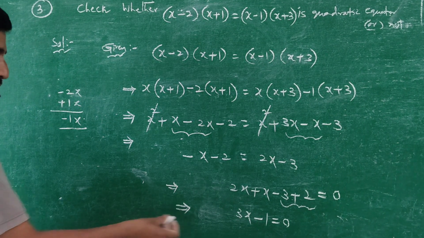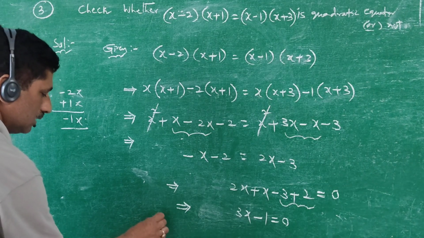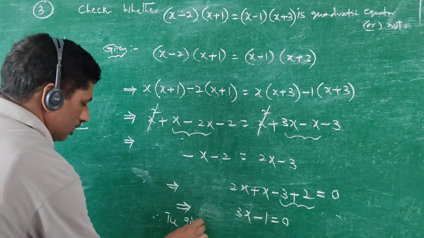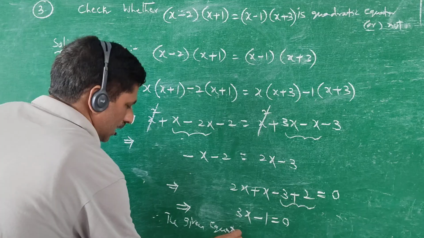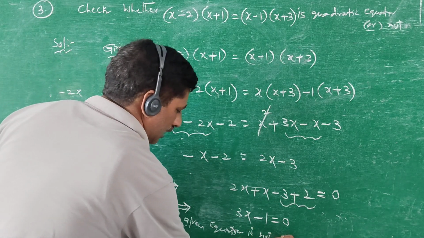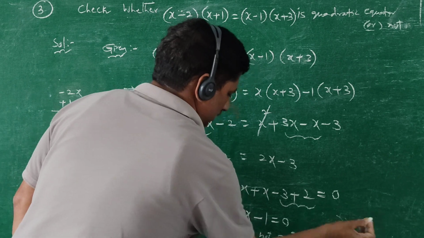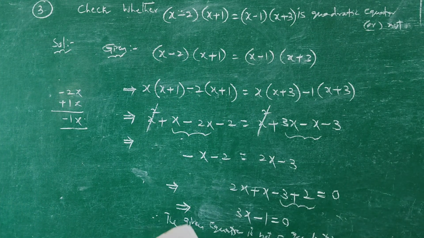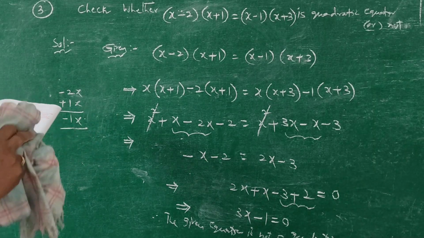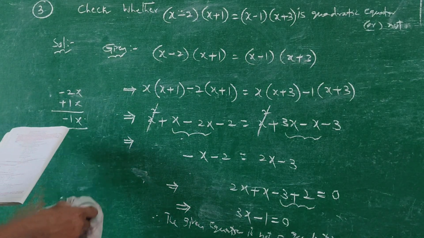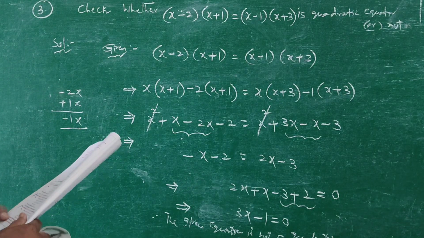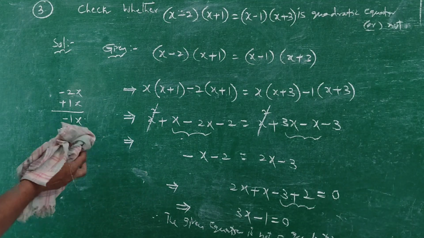By seeing this equation, the degree of the equation is 1, so it is not a quadratic, it is a linear equation. So finally what we have to write, the conclusion is: therefore the given equation is not a quadratic equation, it is a linear equation. Okay. So these three are one type of questions. They give some equations, and we have to verify whether it is a quadratic or not.